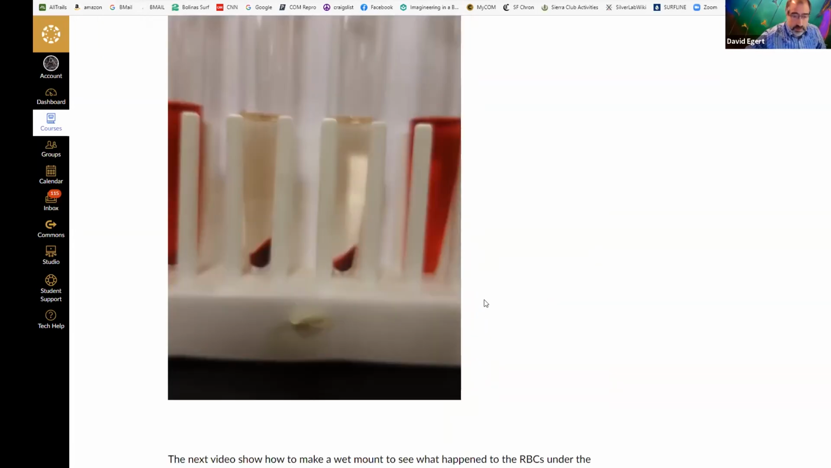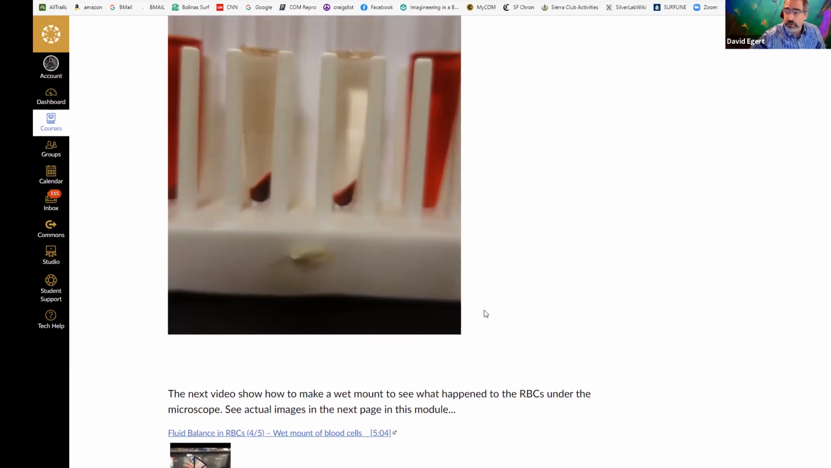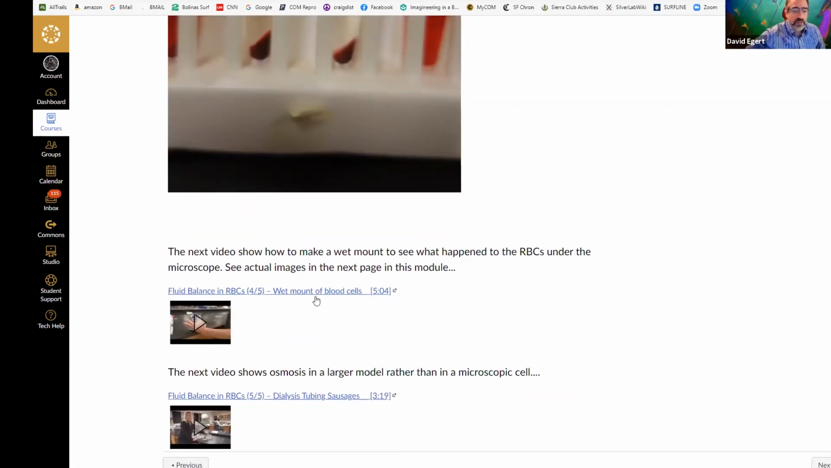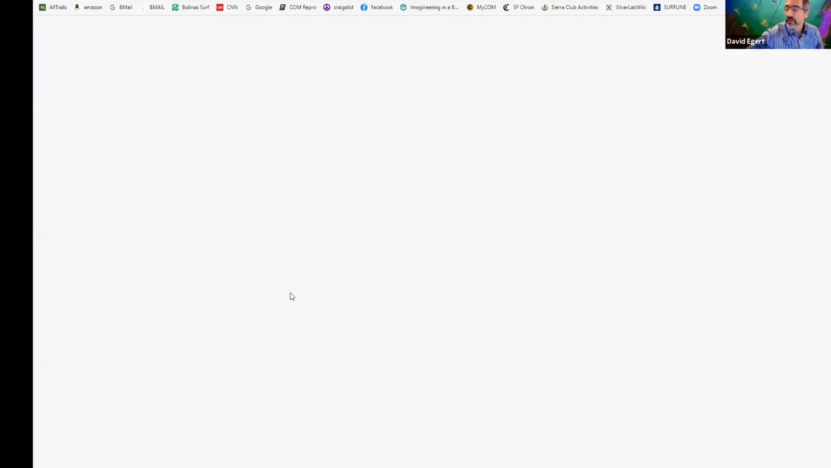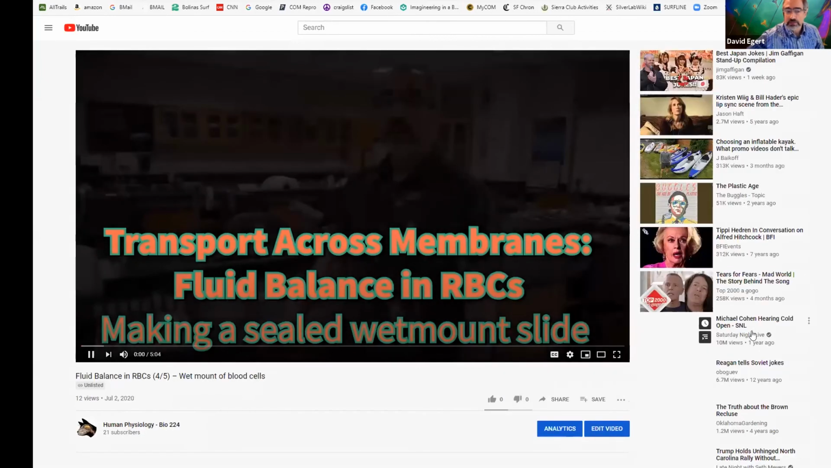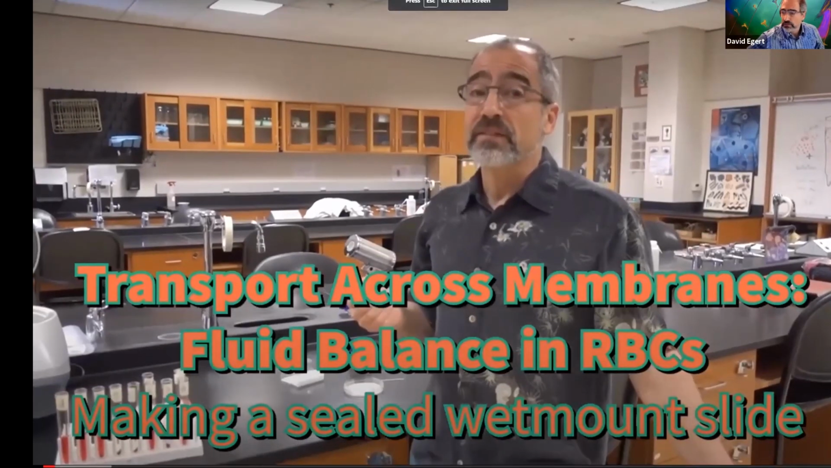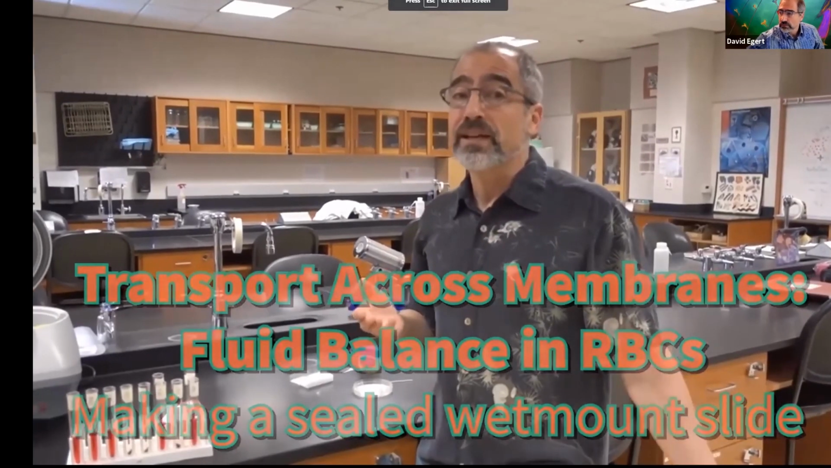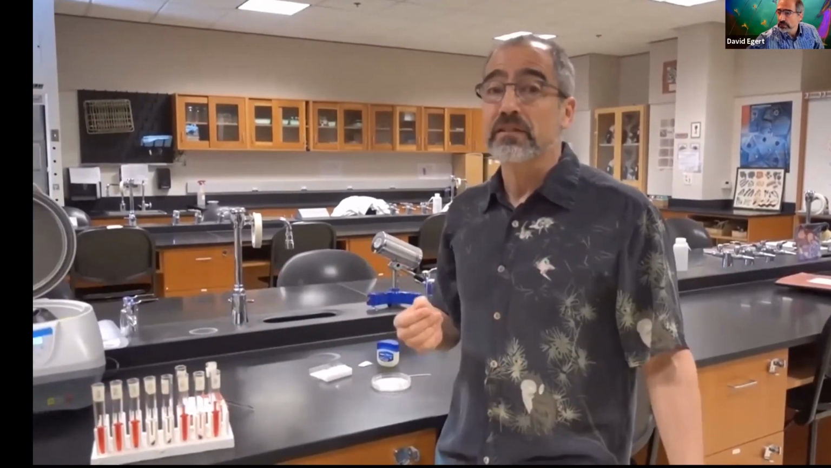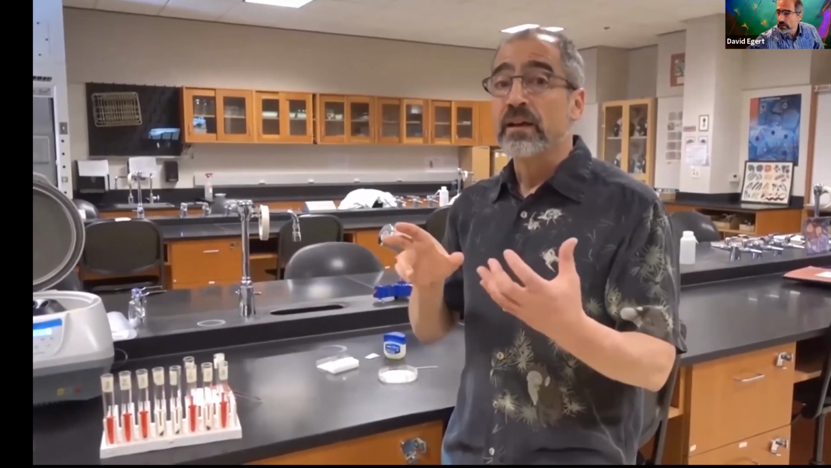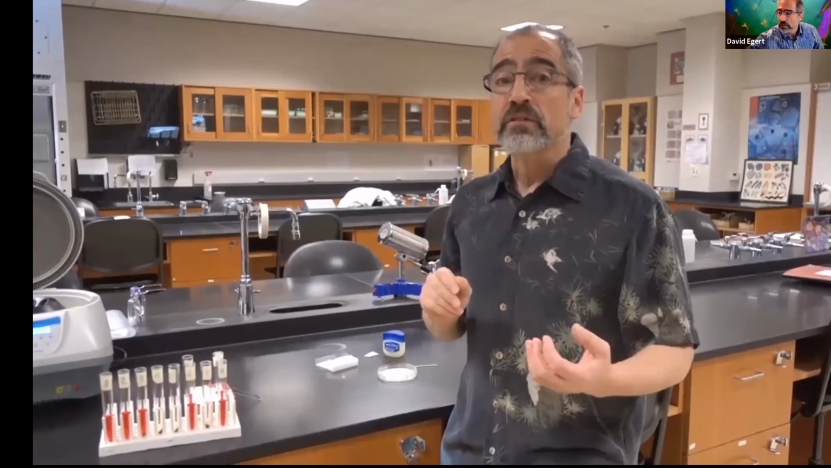So again, I'm going to make those prettier soon, but now it's going to be a little thing showing how to do a wet mount of the red blood cells. Here we go. If I want to actually see if my cells truly lysed, the only way to really see that is to look at them under the microscope. I'm going to talk a little bit about how to prepare a microscope slide to look at the blood.